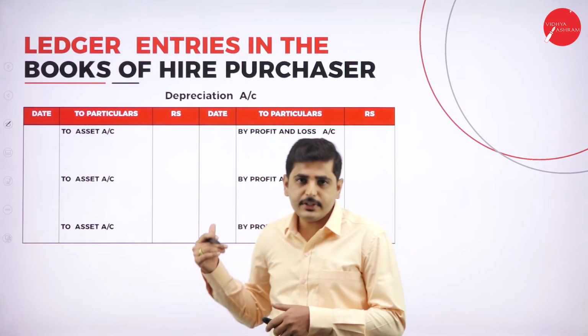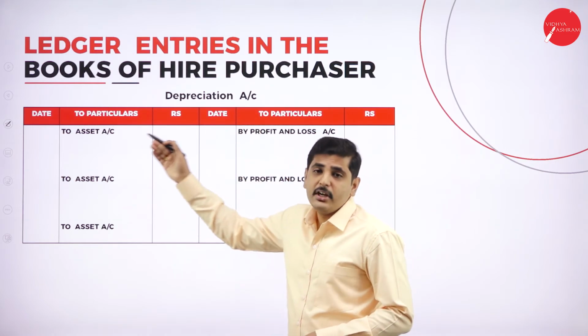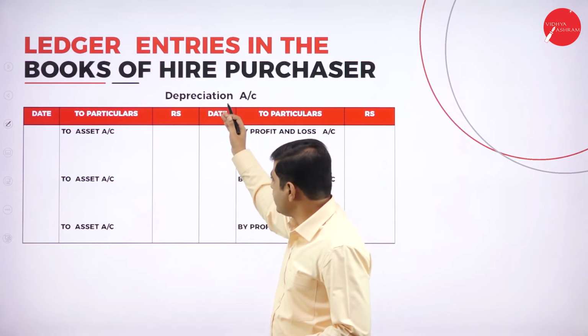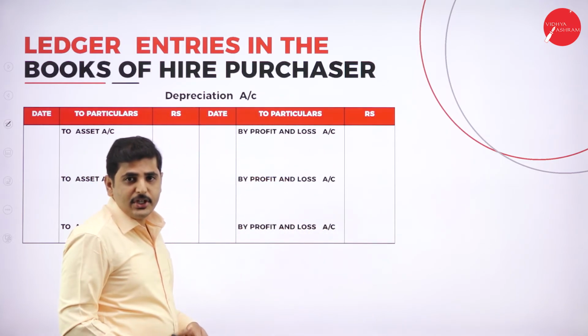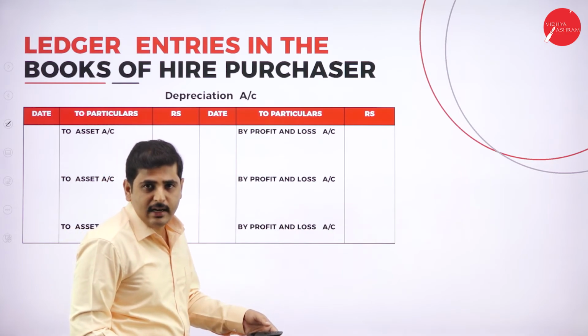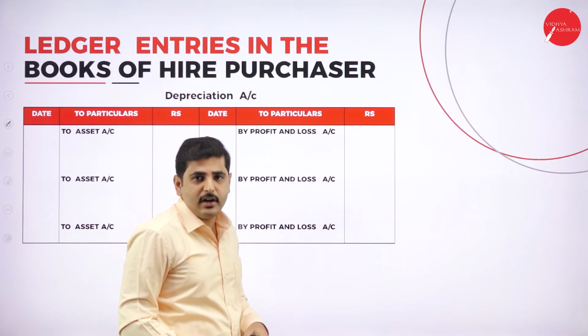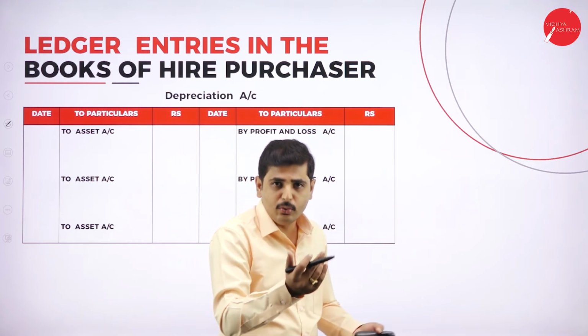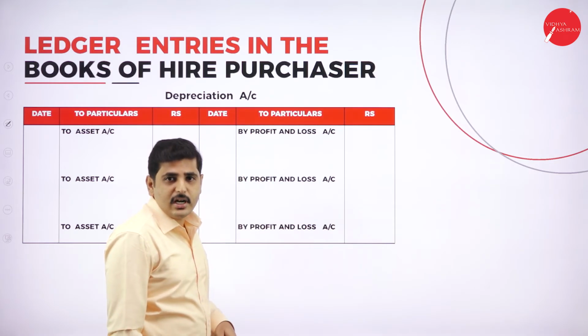So where will we show the depreciation? We have to show it as depreciation account to asset account. That means by depreciation to asset account. What is the first year depreciation? When we calculate the depreciation at the end of the year, later that depreciation will be transferred to profit and loss account. That means profit and loss account to depreciation account.